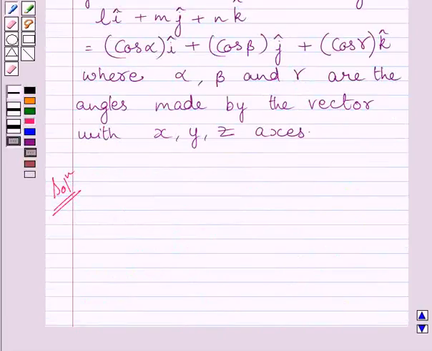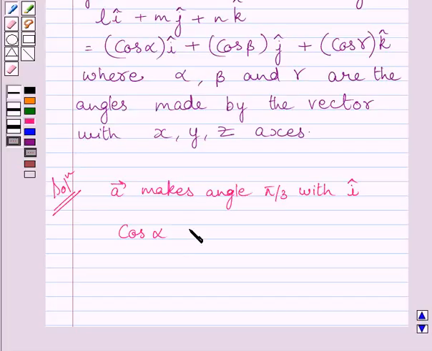Now we are given that vector A makes an angle pi upon 3 with unit vector I. Now we know vector I is a unit vector along x-axis. So we can say cos alpha is equal to cos pi upon 3 is equal to half. Using key idea, we get alpha is equal to pi upon 3.